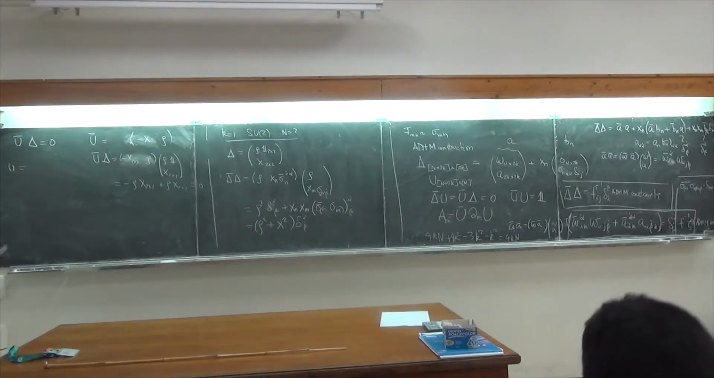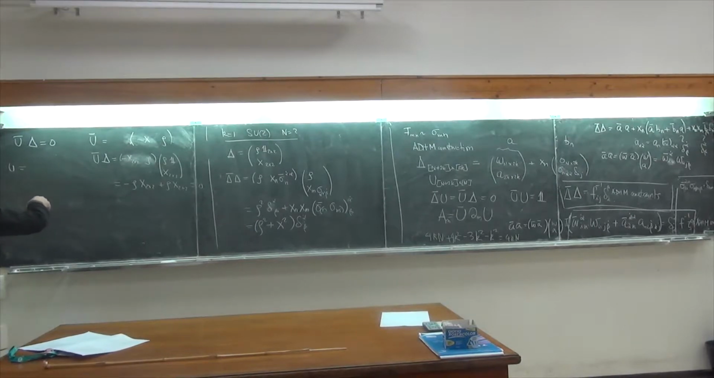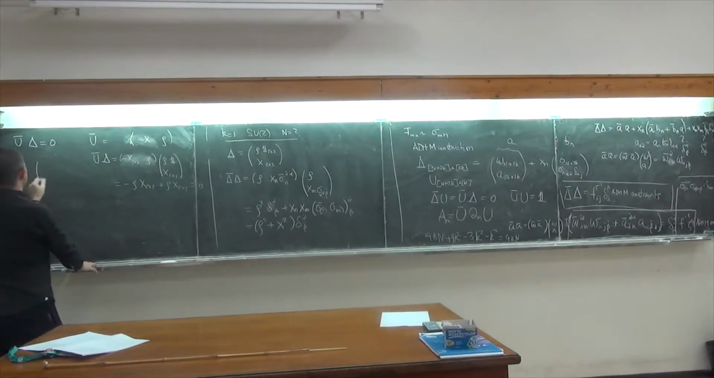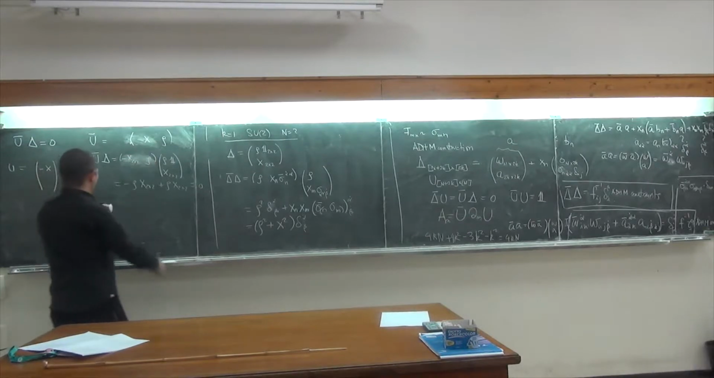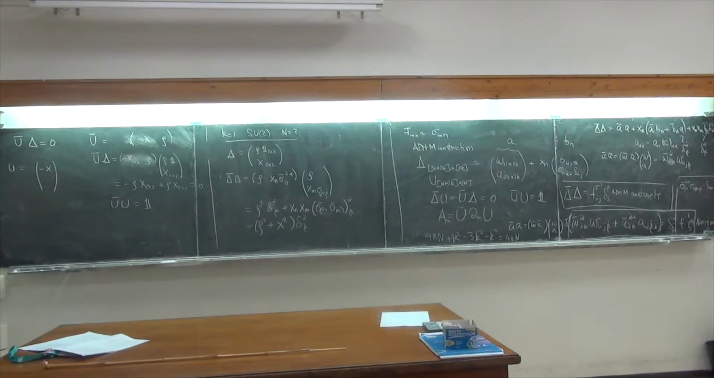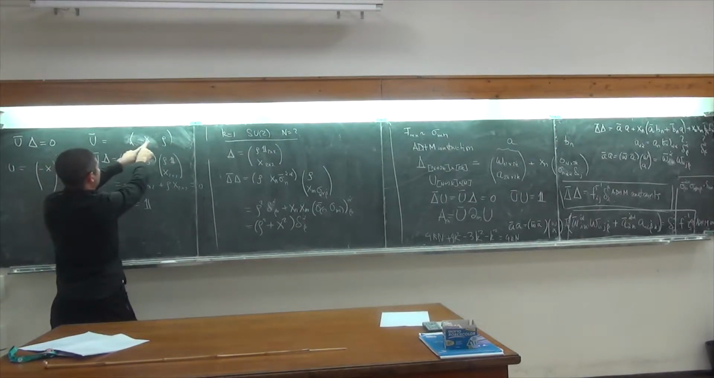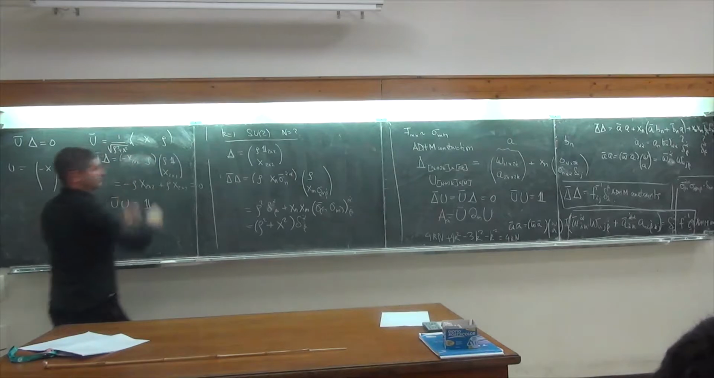Okay. Now u. What is u? U is the bar of that. Ah, sorry. This should satisfy also the condition u bar u is equal to 1. Therefore, I should normalize this. The bar of this is again rho squared plus x squared. Therefore, I should write here 1 over the square root of rho squared plus x squared.